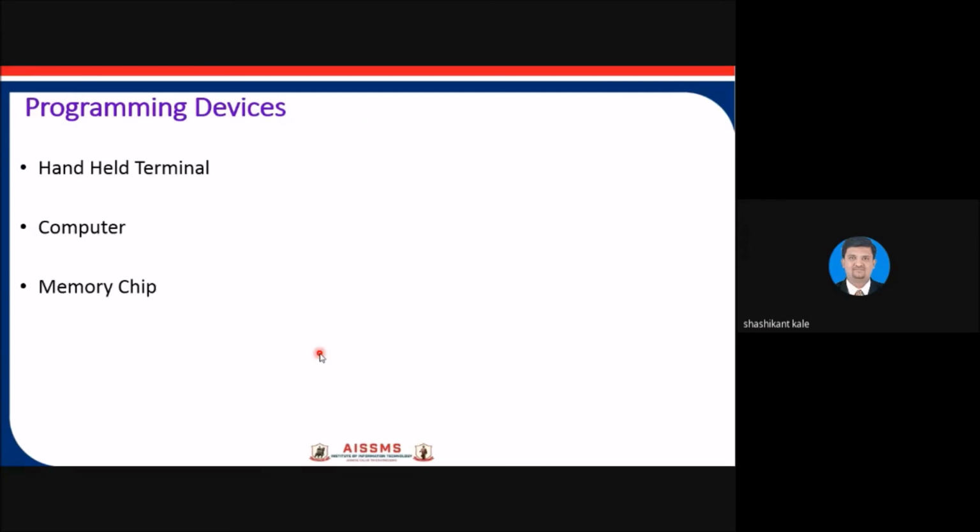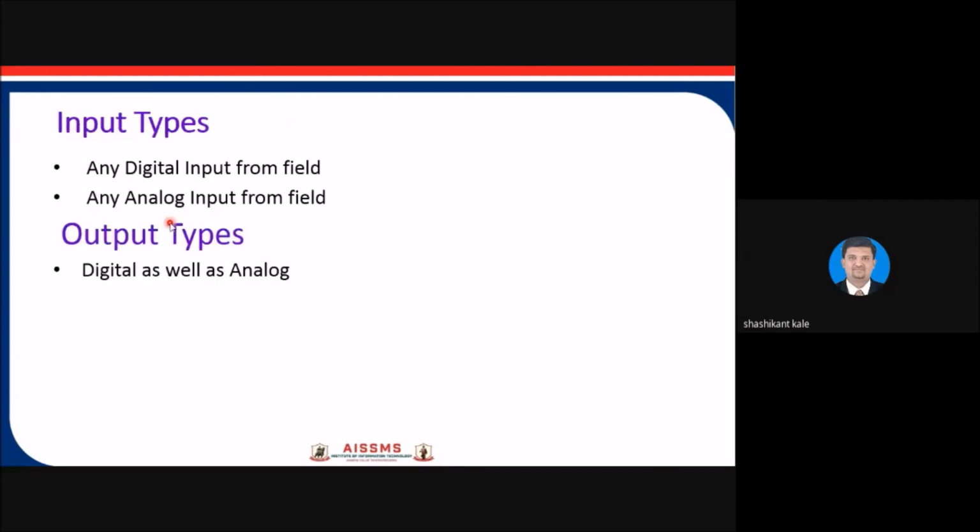Programming devices can be of three types. Handheld terminals are there, computers are there, and memory chips are there, but the most popular is the computer. Input, we have already discussed: digital input or analog input can be there. Output also has the same two types, digital outputs or analog outputs.